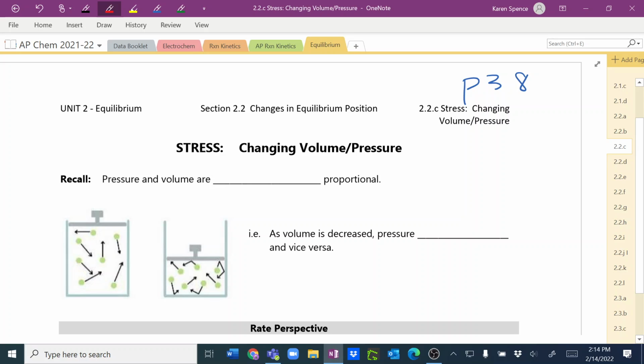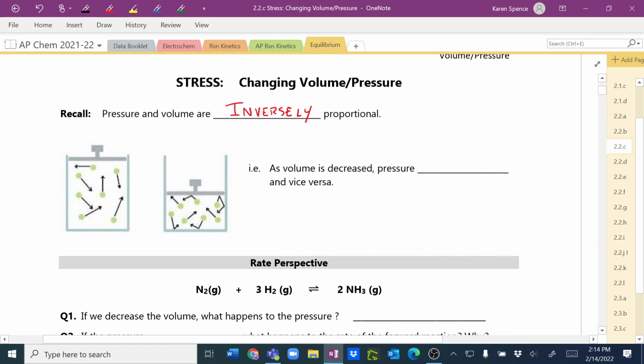All right, page 38, volume and pressure are inversely proportional. Good, we all need that. So in other words, as volume decreases, the pressure increases.